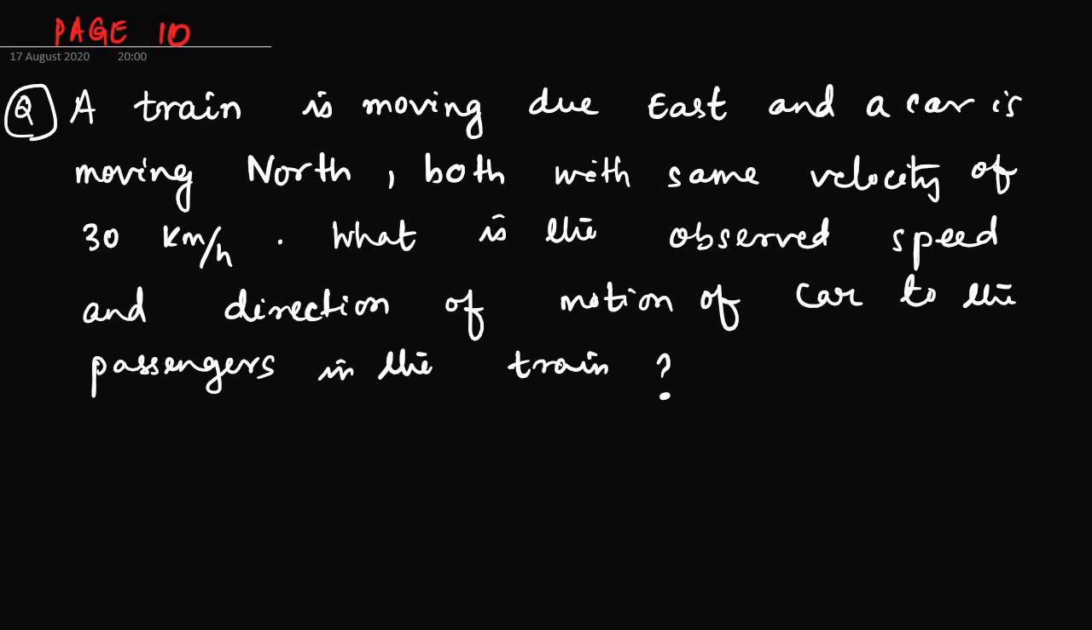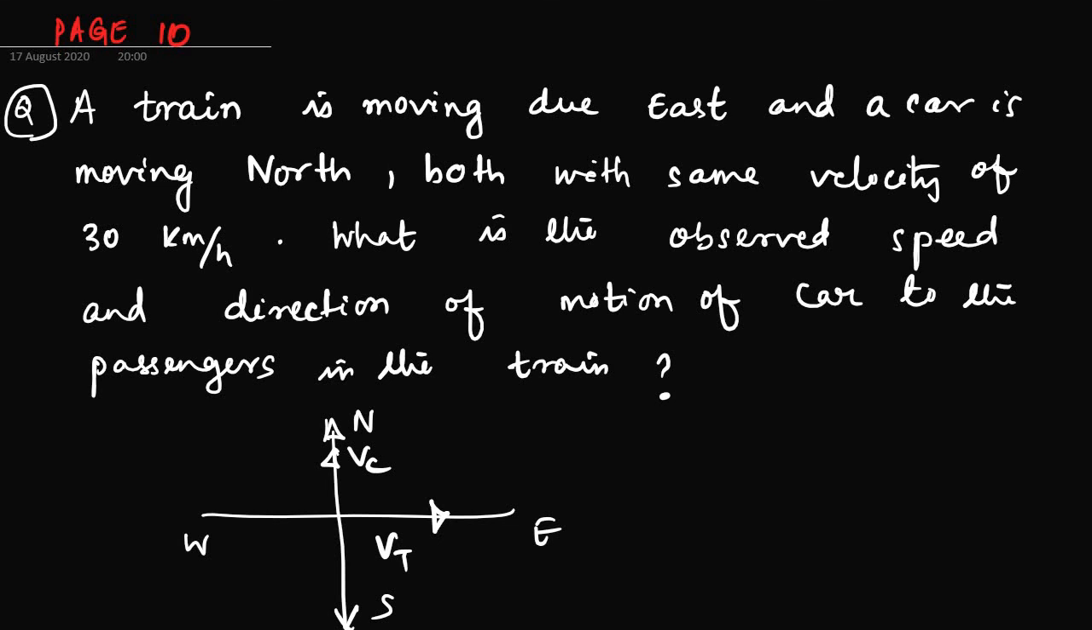So how to do it? You have to draw a Cartesian coordinate system like this. Now east, west, we know that. Now as per the question, you will find out the direction of the train. The train was moving due east, so it will be Vt, right? And the car is moving north, so it would be Vc. Then how to find the observed speed when the train is moving due east and the car north, so they are going away from each other, okay?